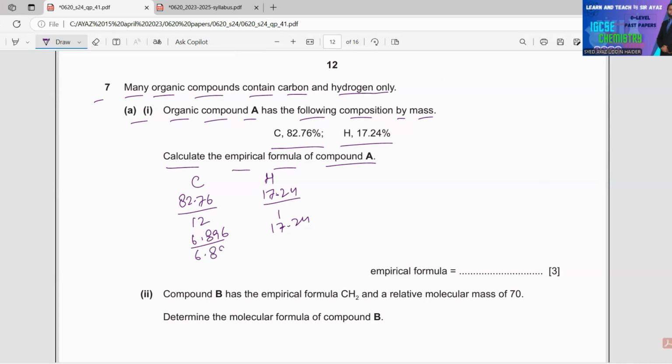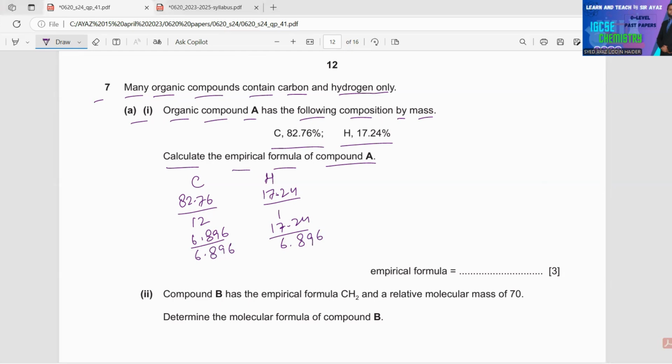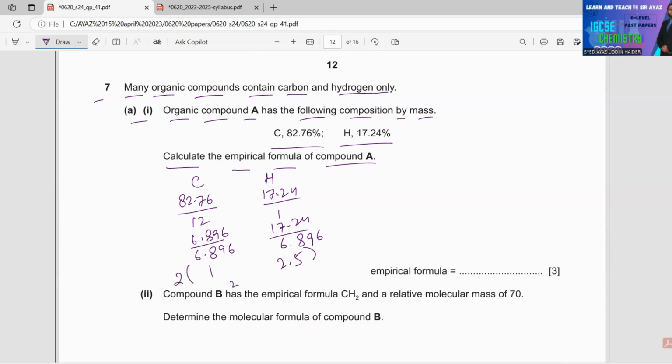6.896 is the smallest combining ratio or mole ratio here. So 6.896 divided by 6.896 gives 1. For hydrogen, 17.24 divided by 6.896 gives 2.5. Now you can't round off 2.5. You have to multiply to get whole numbers. If we multiply both numbers by 2, carbon will be 2 and hydrogen will be 5. So the final empirical formula must be C2H5.